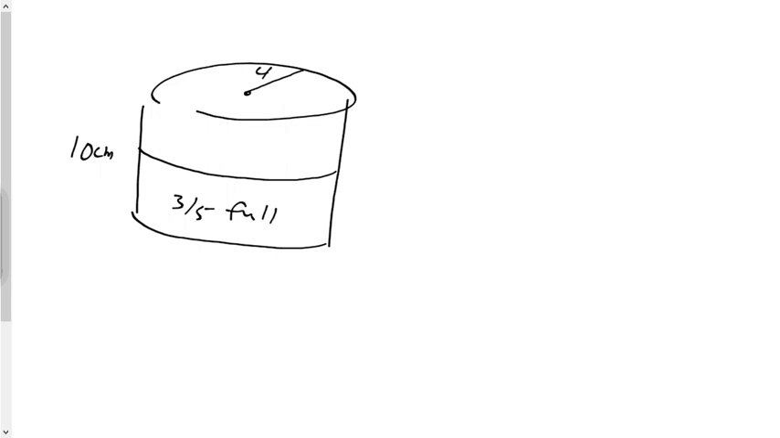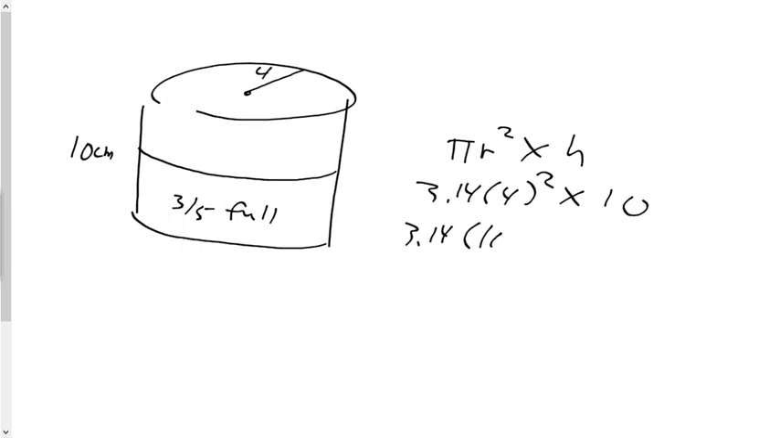Question number 9 says, how much water is in this container? So the first thing I wanted you to be able to figure out is the volume of the full container. So again, it's a cylinder. So it's pi r squared times the height, or 3.14 multiplied by 4 squared, multiplied by the height of the prism, which is 10. 3.14 multiplied by 16, which is 4 squared, times 10. And just grab your calculator.